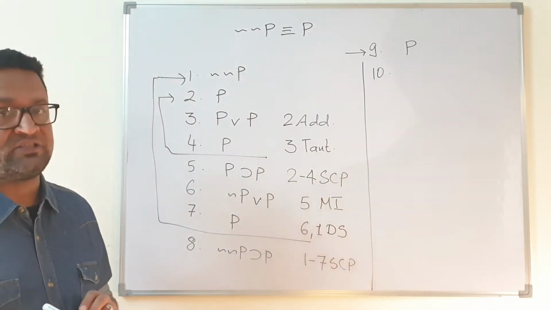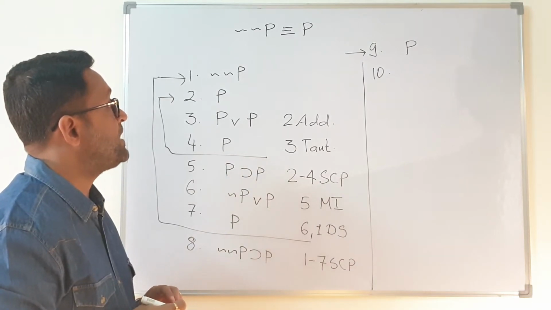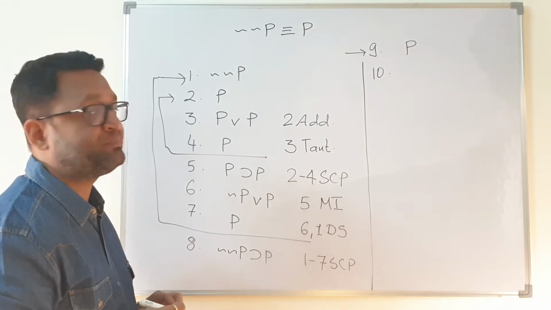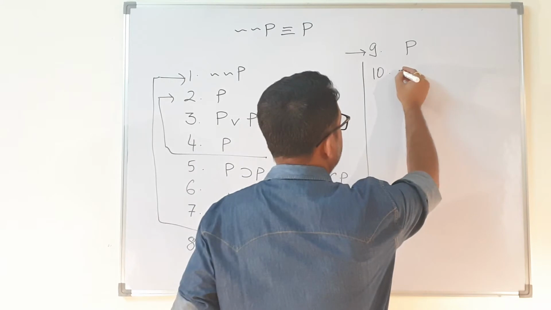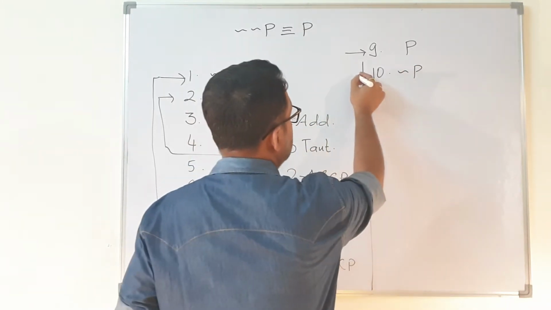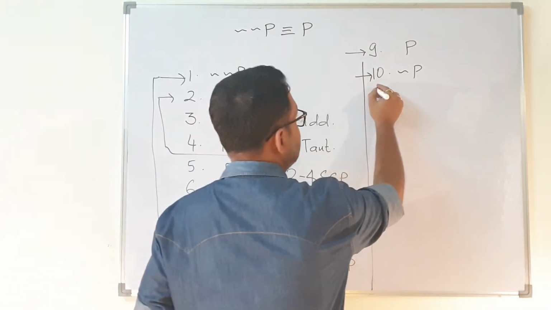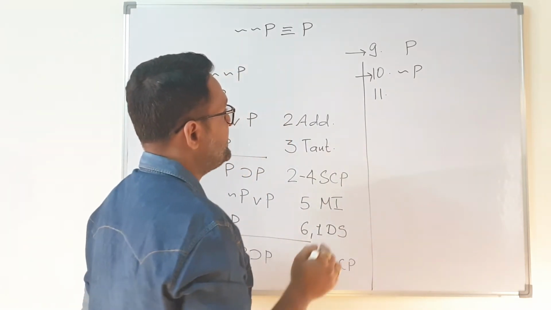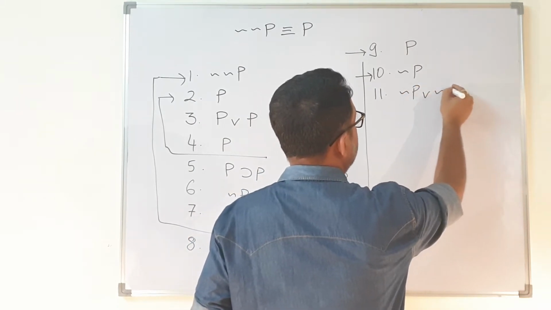Now what can be the strategy for creating this double negation P from P? Let me see if I can do it. If I cannot do it, I will do it in some other way. I take a negation P as an assumption. Okay, so this is also an assumption line. Fine. Now what I will do is I will try to add negation P only.